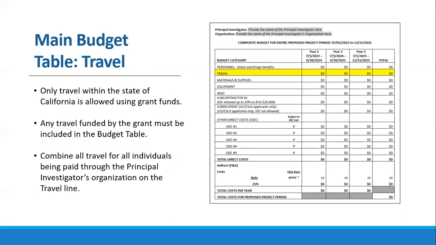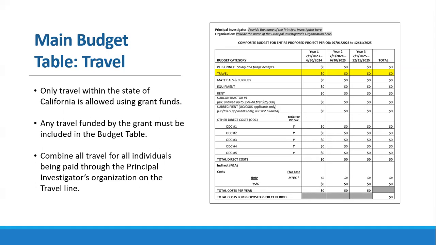Next, we're going to move on to travel. Travel has one very important condition associated with it. Travel is only allowed within the state of California using grant funds. If you would like to conduct travel outside of California, you'll need to support that travel with other funding. Any travel funded by the grant must be included in the budget table and then fully justified in the travel budget justification.